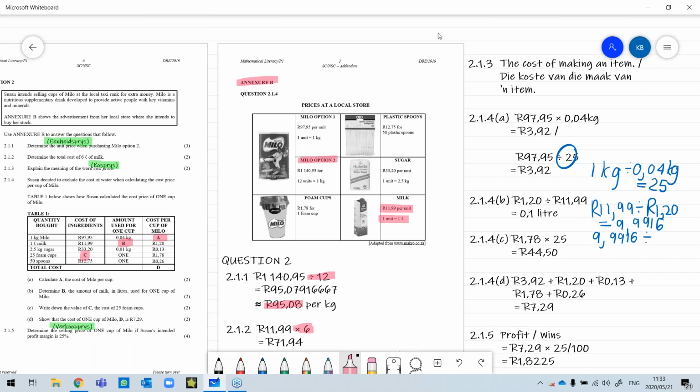Question 2.1.4D, show that the cost of 1 cup of Milo is R7.29. So at this point, we are going to add up all the values given to us here, the cost for 1 cup. If we add these values together, it is going to give us the amount for D. So A, we already calculated here as R3.92. To that, we add R1.20 for milk, 0.13 for sugar, R1.78 for foam cup, and then 0.26 for the spoon, which gives us a total of R7.29.